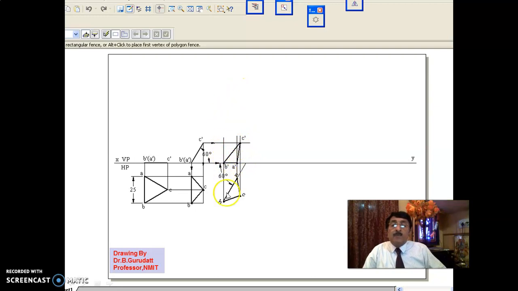When you see from the top, this is how it is seen. This is the top view and front view of a triangular lamina which is inclined at 60 degrees to HP, and the edge on HP is inclined at 60 degrees to VP. This is the problem given.